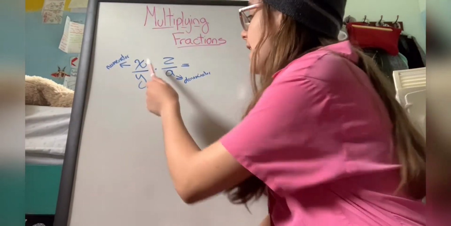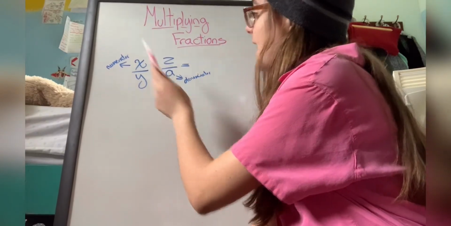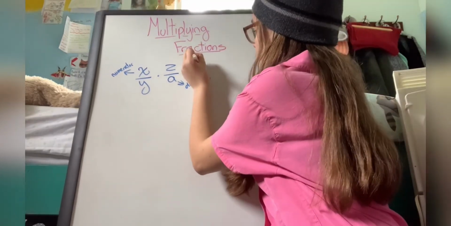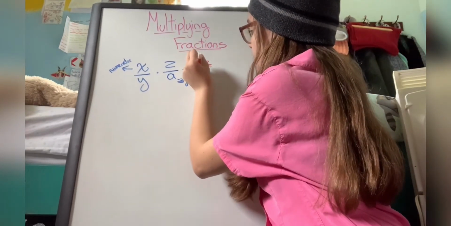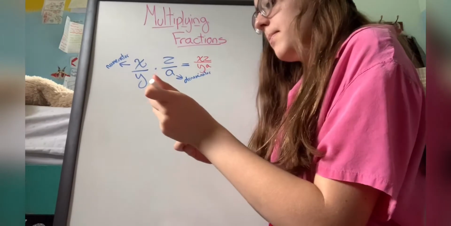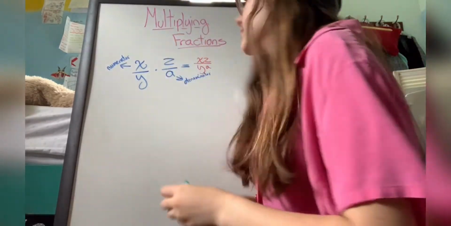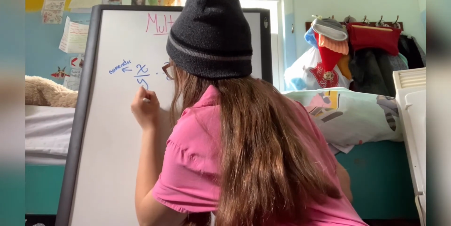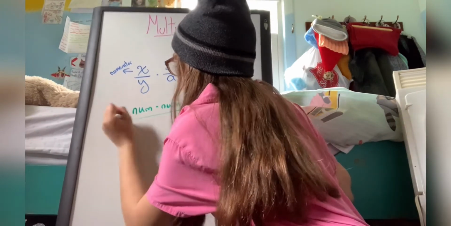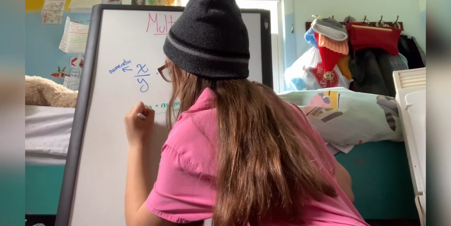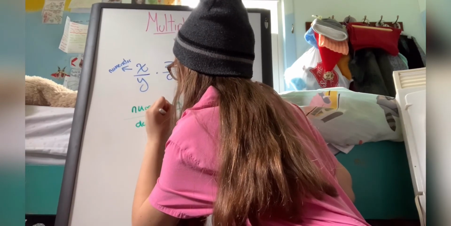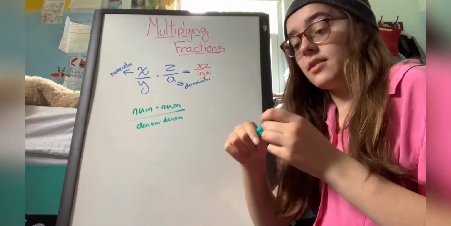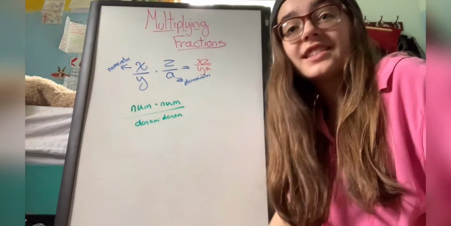If I have x over y times z over a, then the answer would just be xz over ya. Because fraction multiplication is literally just numerator times numerator over denominator times denominator. And that's just multiplying fractions.